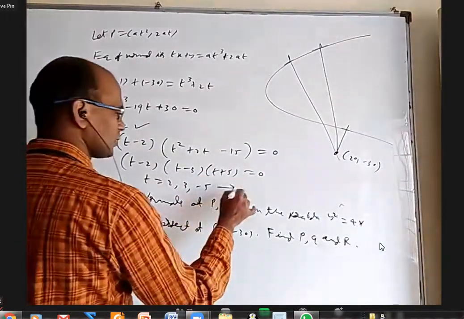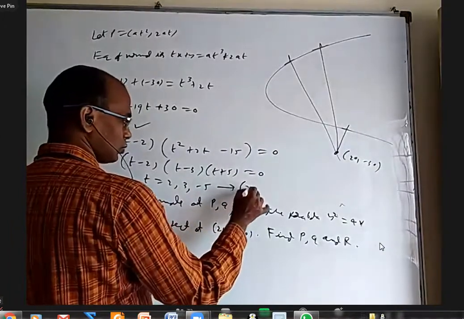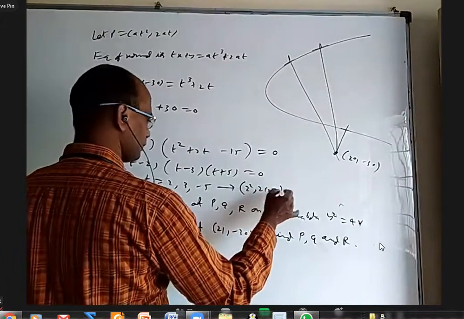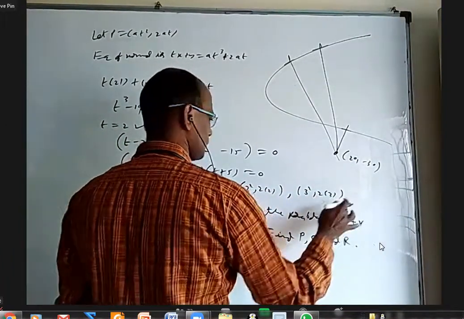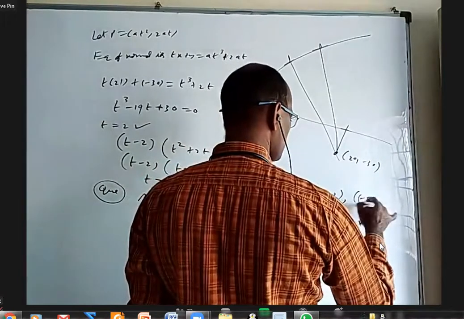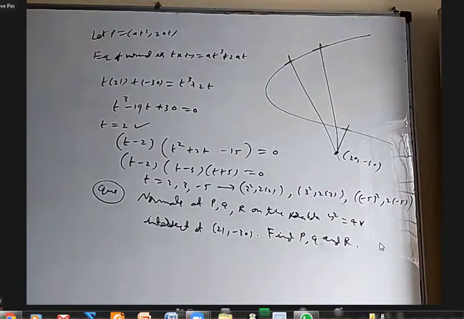And the corresponding points are at square comma 2at: 2 square comma 2 into 2, 3 square comma 2 into 3, and minus 5 whole square comma 2 into minus 5. Okay, I hope you note down the correction. The point is not 20 comma minus 30, it is 21 comma minus 30.